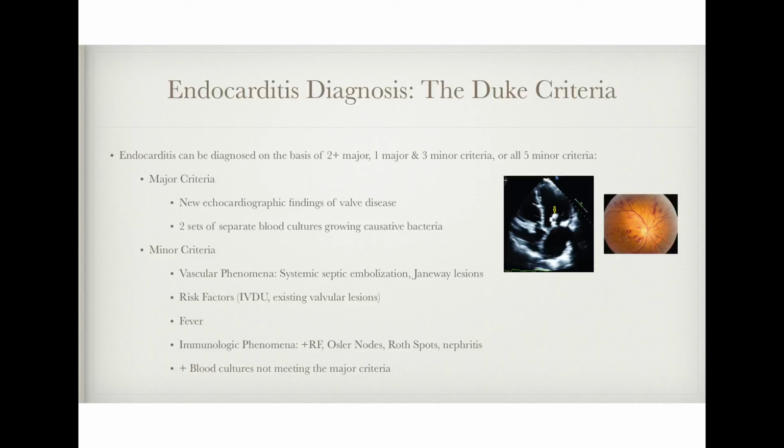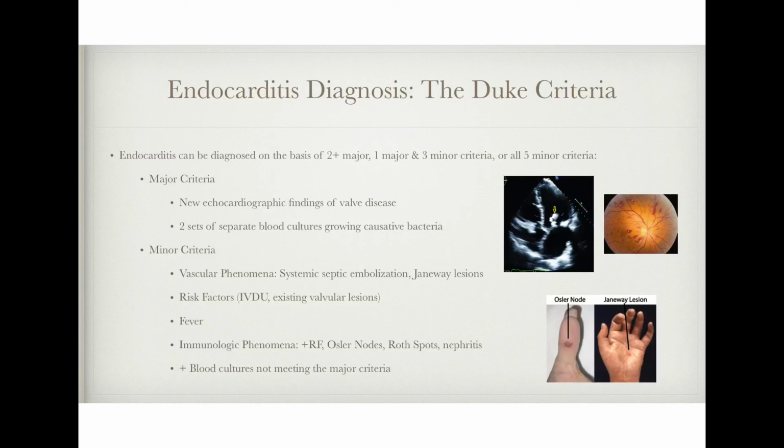This picture, shown from a fundoscopic exam of a patient with endocarditis, shows a set of hemorrhages located in the eye, and these are the Roth spots. And then finally, we see a set of lesions on the hands and fingers. First, the painful papule located on the finger, that's the Osler node, and the painless lesion located on the palm of the patient's hand, that's the Janeway lesion, and is associated with embolization.